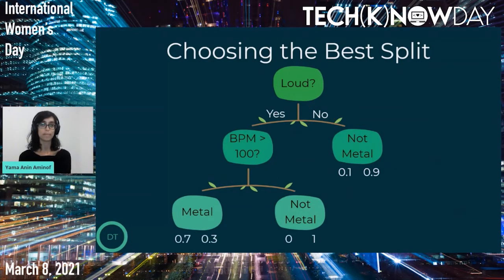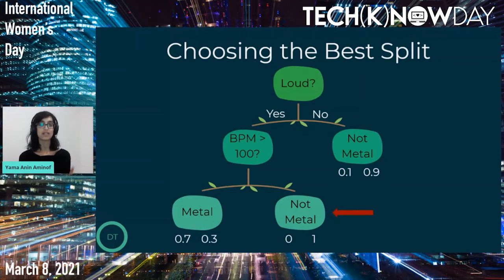And we can see that only one leaf, classifying songs as not metal, is pure, which means that in our dataset, all songs that are loud and slow are not metal songs, while the two other leaves are impure, since they consist of both metal and non-metal songs. There are many ways to measure impurity.